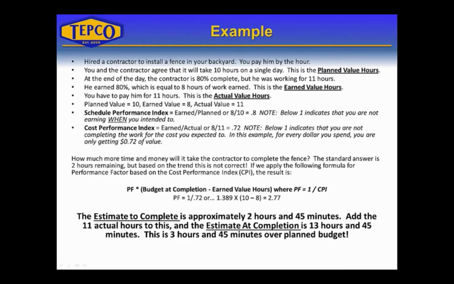Anything below 1 indicates that you're not earning when you intended to. Now the cost performance index is the earned divided by the actual, or 8 divided by 11 in this example, which equals 0.72. Below 1 indicates that you are not completing the work for the costs that you expected to. So in this example, for every dollar we spend, we are only getting 72 cents of value.